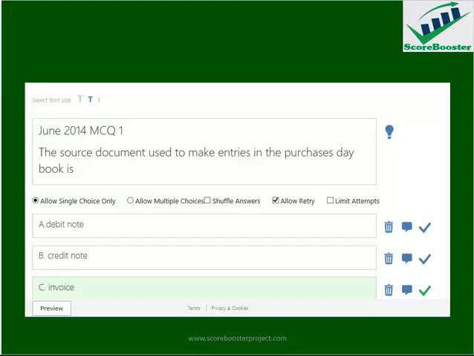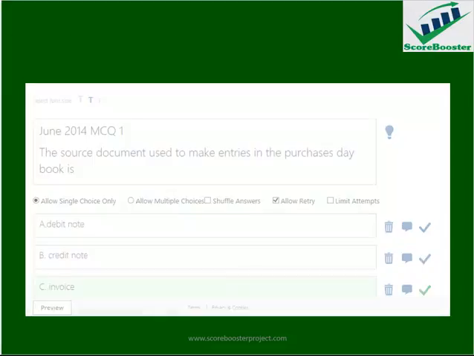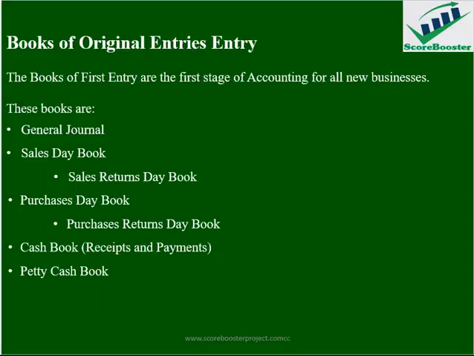So the next objective of this presentation is to look at the concept of books of original entry. The book of original entry is built on source documents. Remember in our last presentation, we explained the accounting cycle. We started from the transaction between two parties, then we have our invoice, that is the document, then we move from there to the books of original entry. These books are made up of the following items. One is the general ledger.